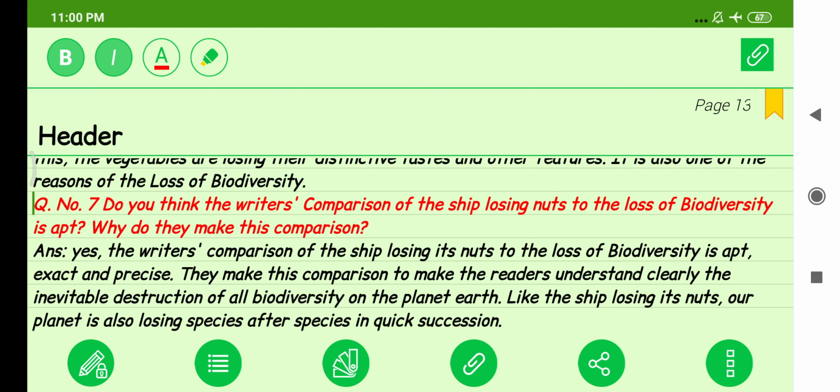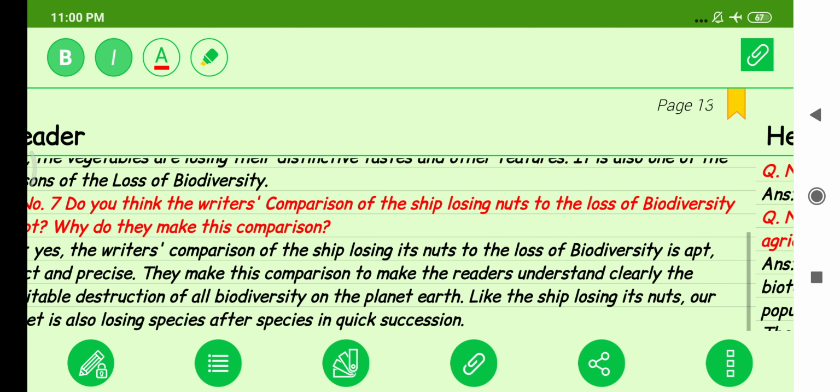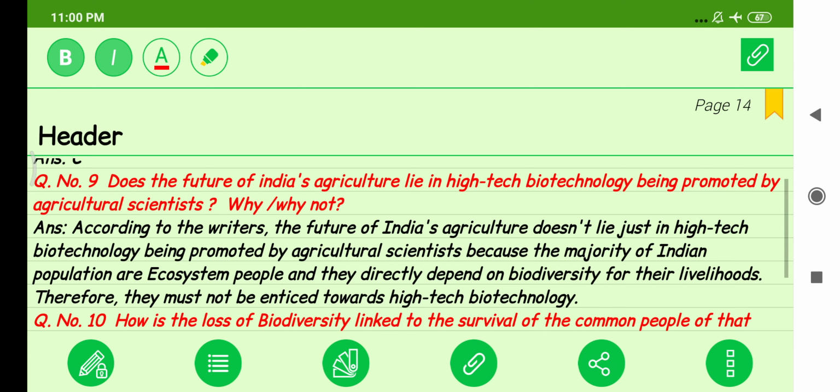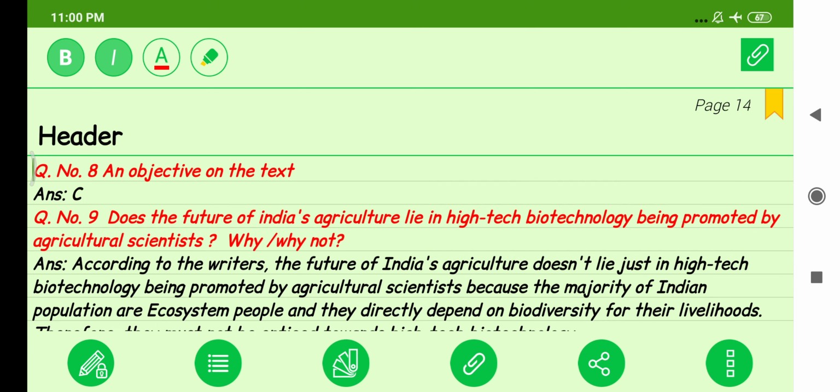Question 7 is, do you think the writer's comparison of the sheep losing nuts to the loss of biodiversity is apt? Why do they make this comparison? So I already discussed this comparison of the sheep losing nuts to the loss of biodiversity on the planet. Your answer is given here. Question 8 is an objective on the text. It is simple. You can see it there in the text.